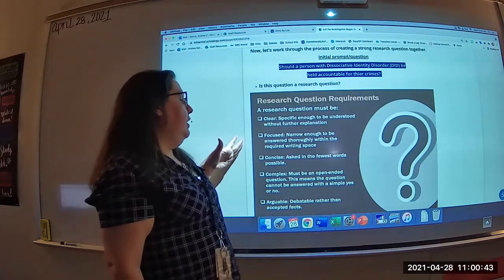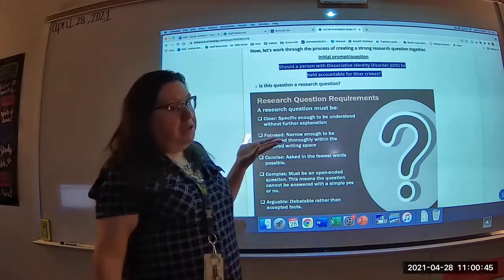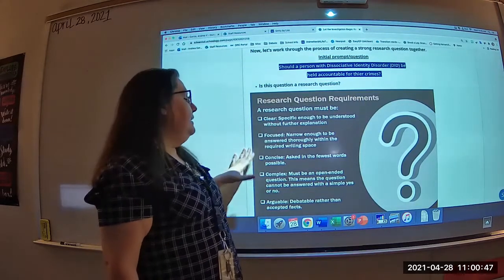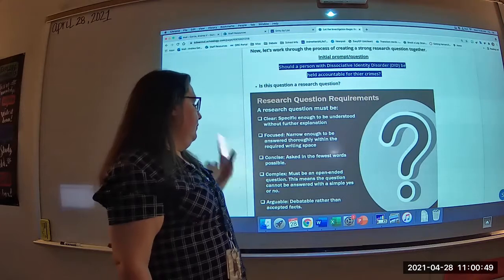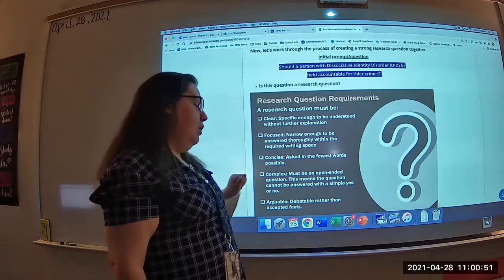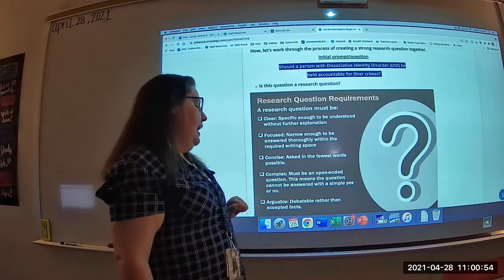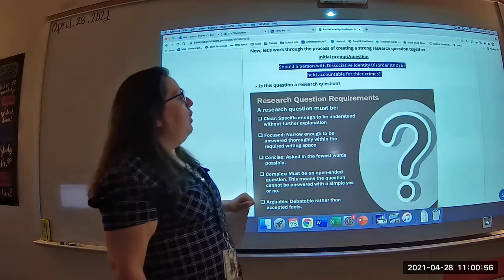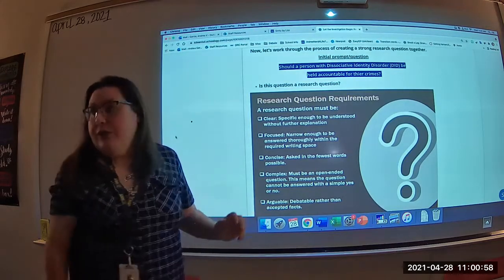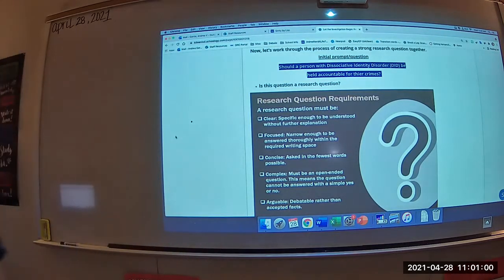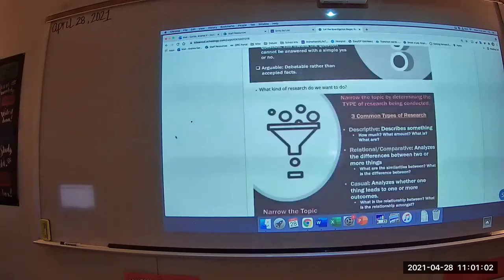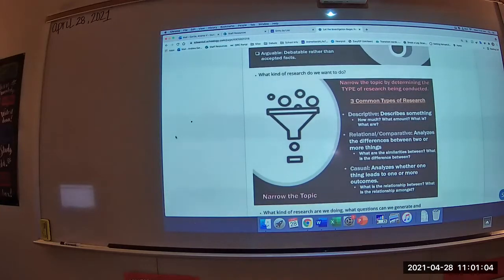Focused, is it narrow enough for the required space? It could be, right? Concise, it is asked in the fewest words. It is not open-ended, so it doesn't meet that. And it could be arguable, right? So we just have to tweak it. All right, let's go through this process.